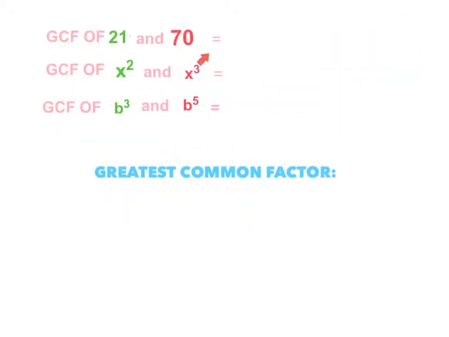Now we have the greatest common factor of all 3 parts, and we can combine them. So this one is 7, this one is x squared, and this one is b cubed. To combine them, there's a certain operation that we have to put in between them, and this is multiplication, because in the beginning, they were all multiplied together. So the complete greatest common factor is 7 times x to the power of 2 times b to the power of 3.